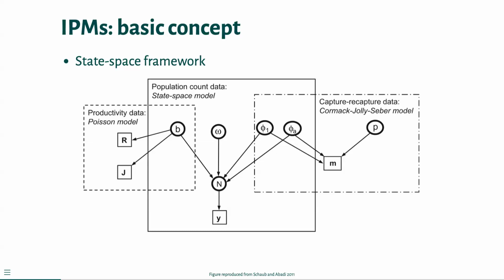We can link these together because the population process and the number of animals in the population depends on these life history parameters that are shared with the observational submodels. This is representing the birth rate. Both the productivity data and the counts provide information about that birth rate. And then on this side, the capture histories M, which we acknowledge are observed imperfectly, provide information about adult and, in this case, juvenile survival.